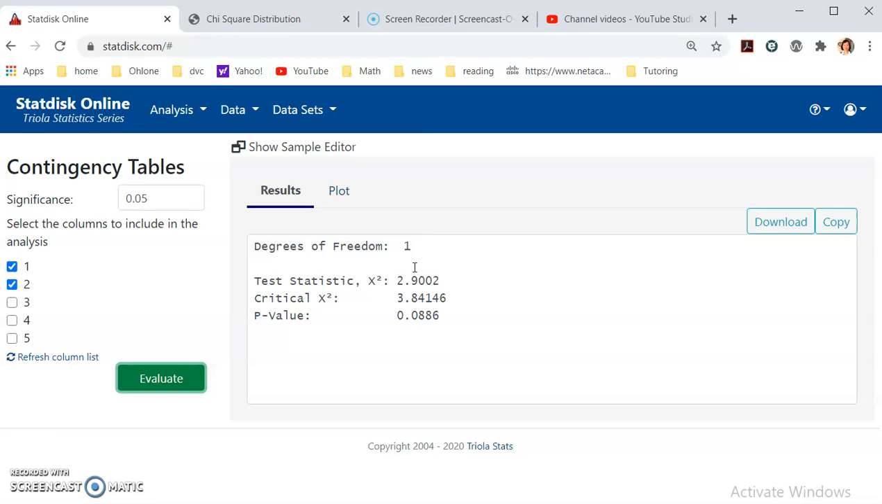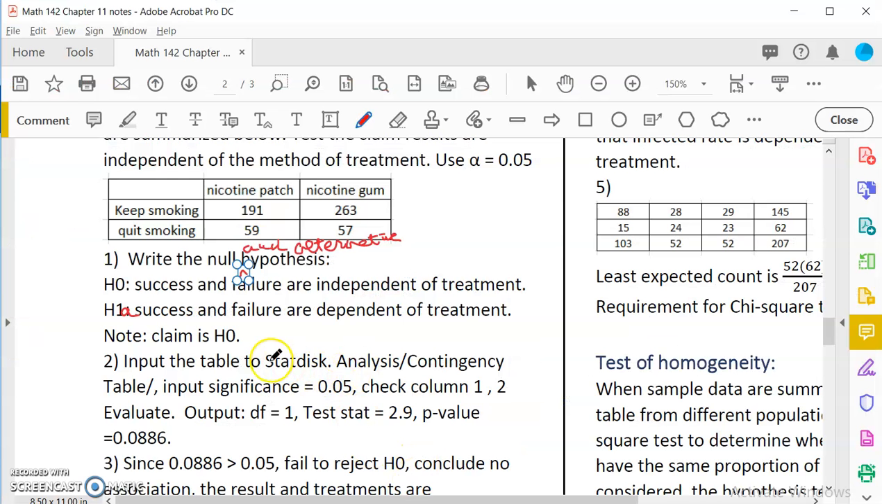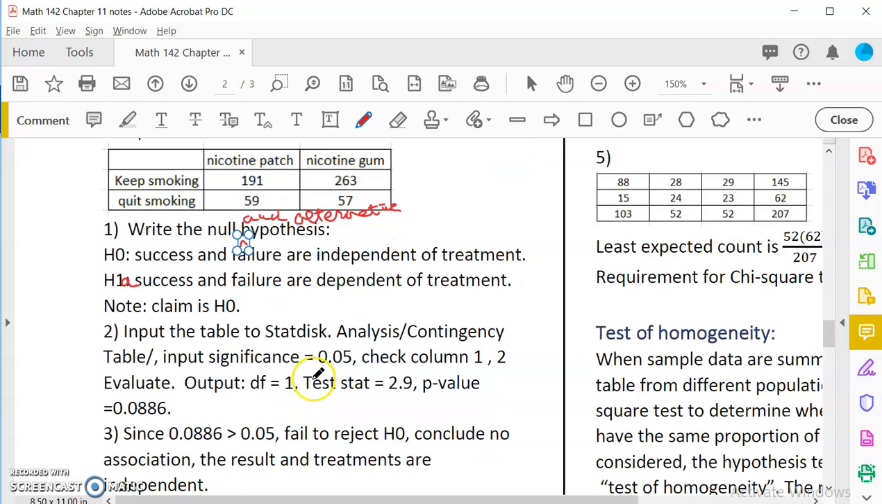Our p-value is... our degree of freedom is 1. Our test statistic is 2.9. Our p-value is 0.0886. So we write it down. We write down that degree of freedom is 1, test statistic is 2.9, p-value is 0.0886.